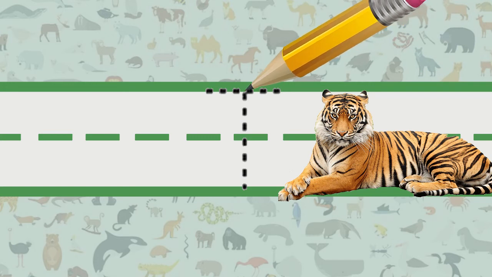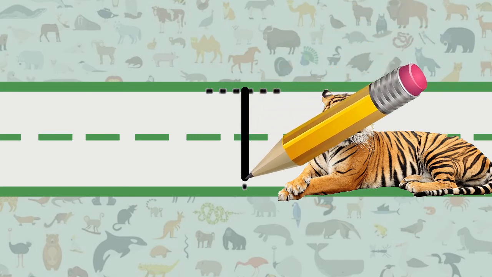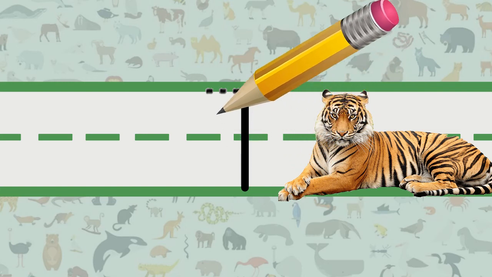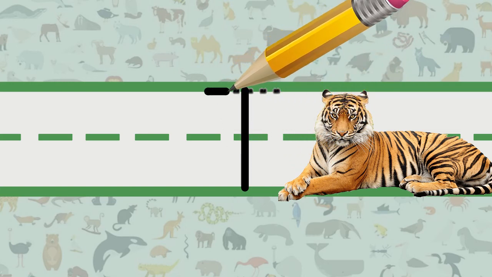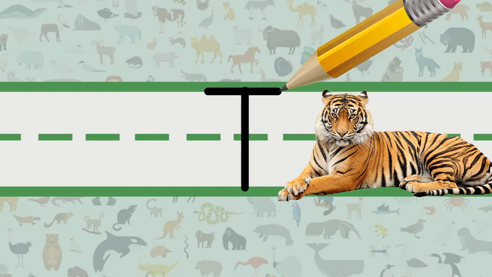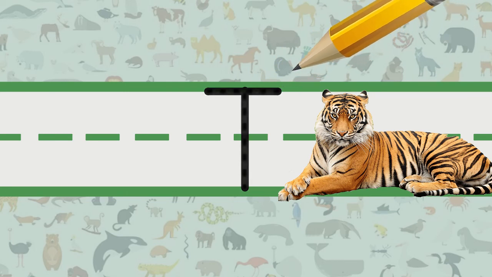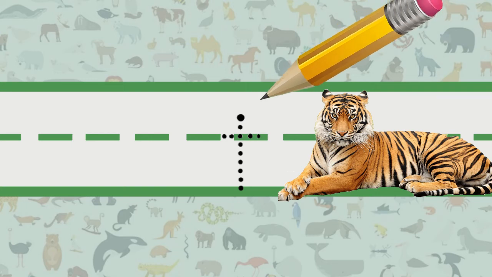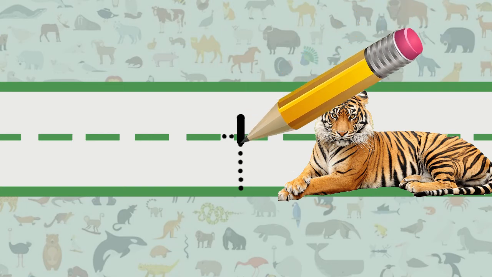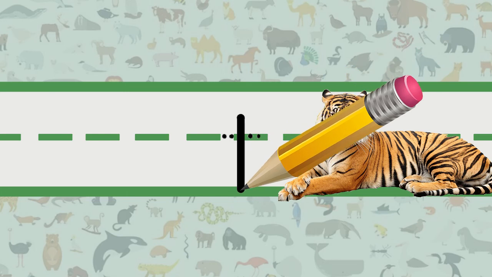Start at the top and draw a straight line down to the bottom. Then go back to the top and draw a straight line from left to right. Good job. Now let's do small t or lowercase t. Start above the middle and draw a straight line down to the bottom.